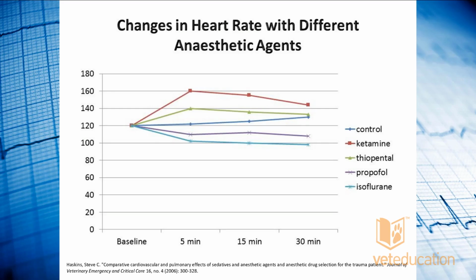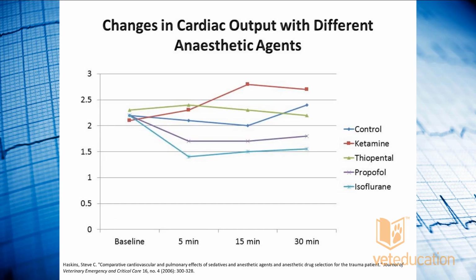But let's have a look at changes in the heart rate with these different anesthetic agents. Ketamine, after induction, will cause an increase in heart rate that over about 30 minutes reduces to normal. We can see that propofol and isoflurane both cause a little bit of a decrease in heart rate, but 120 in this group of patients down to around 98 to 110 is not too bad in terms of decreasing heart rate following induction with these drugs. What about cardiac output here?